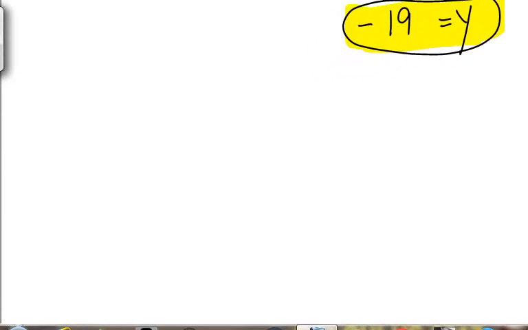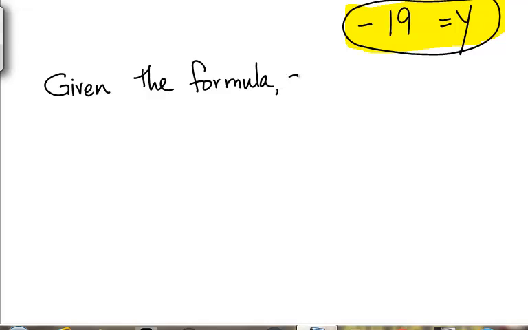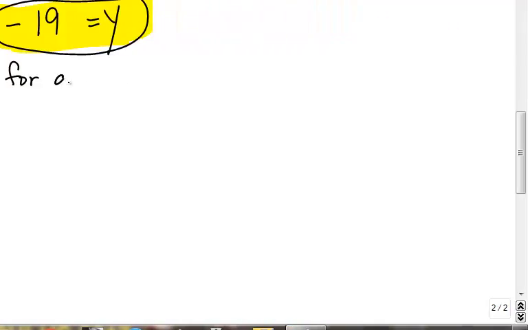The last part of this section, the author will have you solve a formula for a specific variable. So the directions might say, given the formula, solve for a specific variable, because you do this a lot of times in math and science classes.